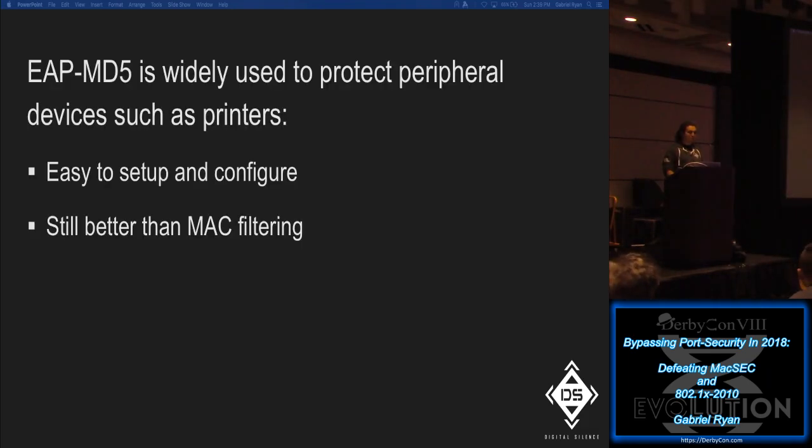Another thing to keep in mind, though, is something that you don't really see as much in the rest of the environment. EAP-MD5 is actually widely used to protect peripheral devices such as printers. The reason for this is that EAP-MD5 is pretty insecure, but it's also very easy to set up and configure, and it's still better than MAC filtering, right? So just a heads up, we're going to demonstrate how EAP-MD5 is actually really, really bad.